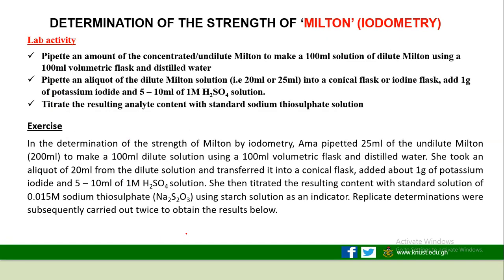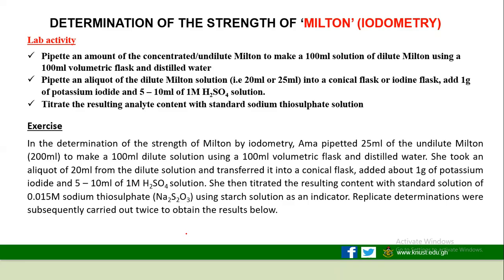Now let's look at what we'll do in the lab. So we pipette an amount of the concentrated or undiluted Milton to make 100 ml solution of diluted Milton using a 100 ml volumetric flask and distilled water. So usually we dilute to enhance mobility of ions, right? So ion mobility, that is usually why we dilute.